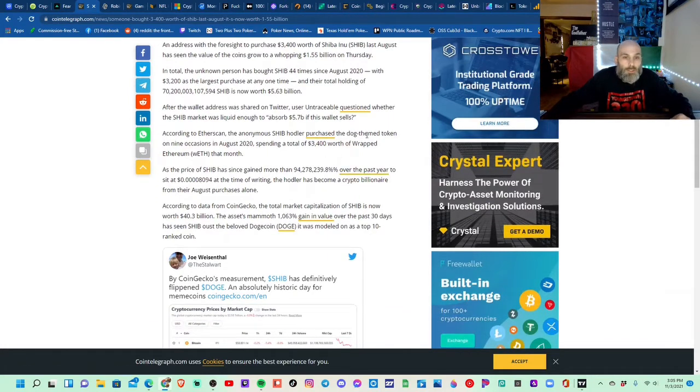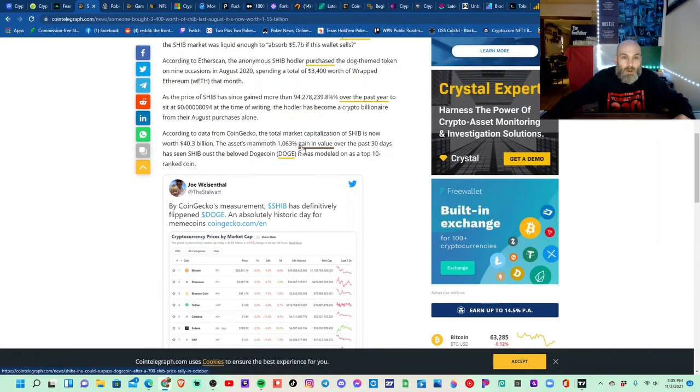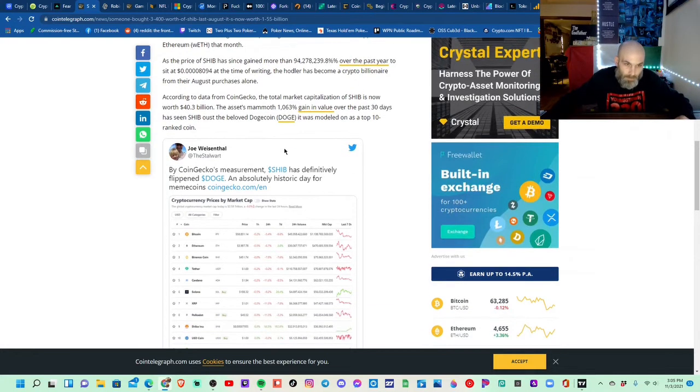According to Etherscan, the anonymous SHIB hodler purchased the dog-themed token on 9 occasions in 2020, spending a total of $3,400 worth of wrapped Ethereum that month. As the price of SHIB has since gained more than 94 million percent over the last year to sit at 0.000 0894 at the time of this writing, the hodler has become a crypto billionaire from an August purchase. According to data from CoinGecko, the market cap for SHIB is now worth $40.3 billion.